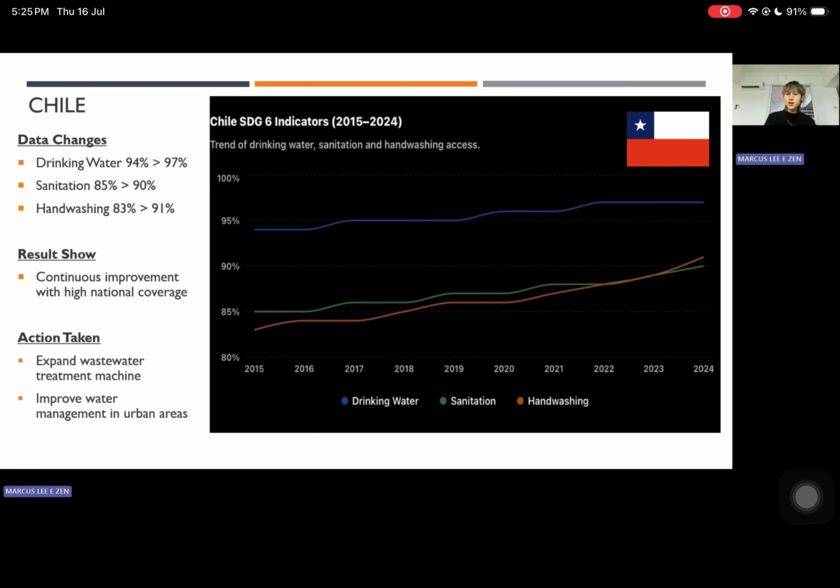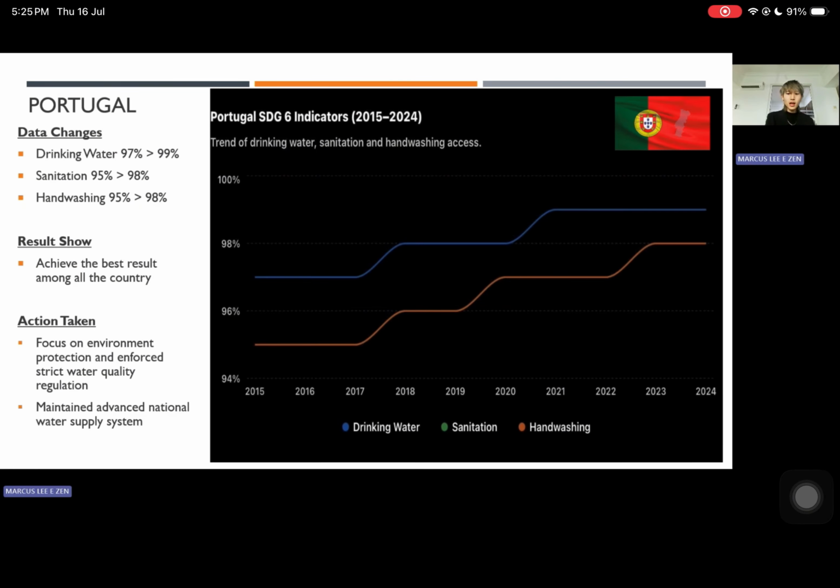The last country I will talk about is Portugal. Portugal has achieved the best performance among all these countries in the comparison. Their drinking water access increased from 97% to almost 100%, which is 99%. Sanitation and hand washing both reached 98%.